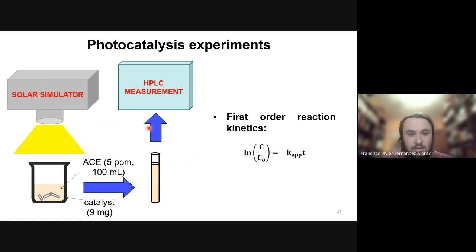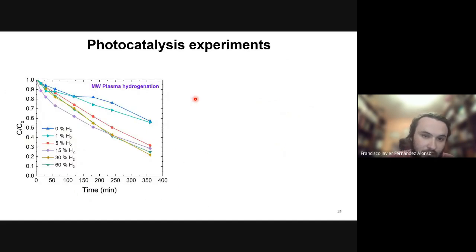We did the measurements by HPLC, and knowing that the reaction is expected to follow first order kinetics, we can determine the apparent rate constant of the reaction from the evolution of the concentration with time. Here we have the results of the photodegradation experiments for different concentrations of hydrogen for the microwave plasma hydrogenation procedure.